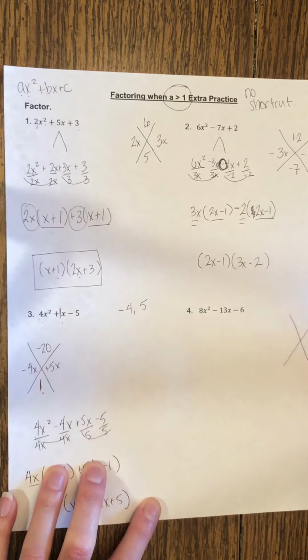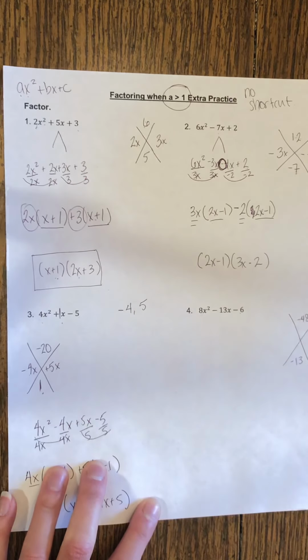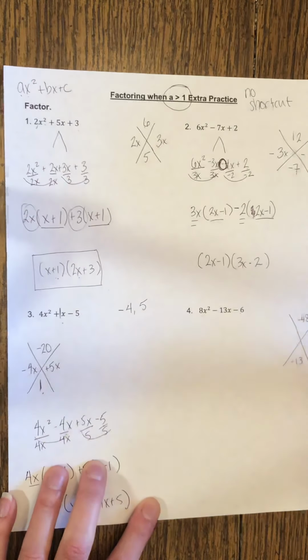a times c, 8 times negative 6 would give us a negative 48. The b value is negative 13. So what are factors of negative 48 that add up to negative 13? Well, I might have factors 1 and 48, but if one of them is negative and the other one's positive, I'm either going to get 47, or if I flip the signs, negative 47, which is not this number. So I can't use that pair.